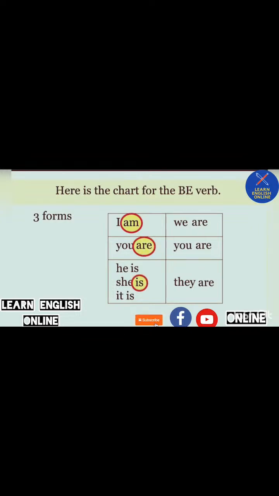Other verbs only have 2 forms, but be is always different. You can see that be is strange because none of these forms look like be. There's no letter B in any of them. Also notice that the plural forms are all the same word.